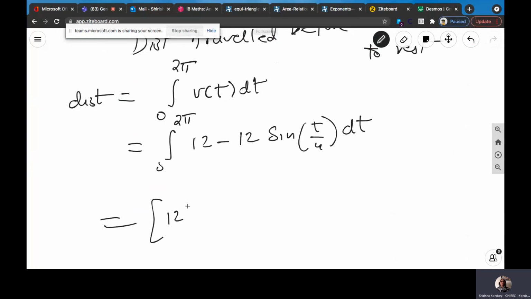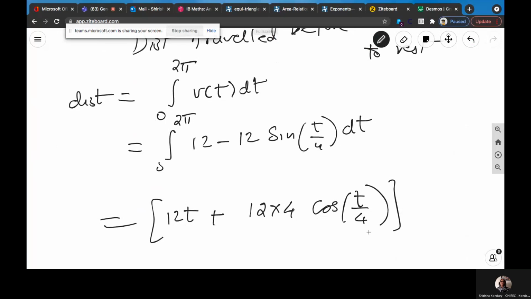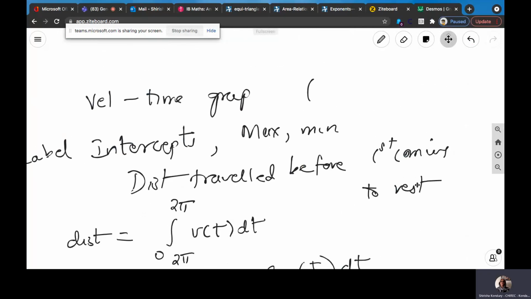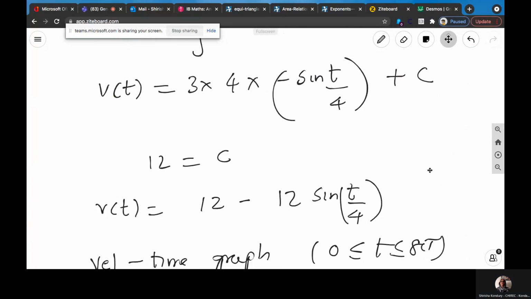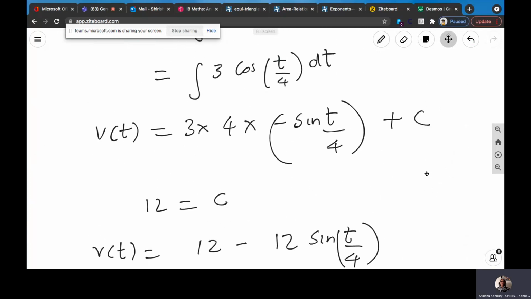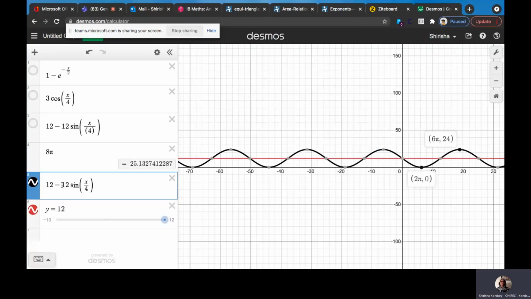And the integral is 12t minus 12 into 4. The integral of sine is minus cos, so plus cos t by 4 between 0 to 2 pi. Have I made any mistake before? Have I taken the integral of cos as sine? I'm sorry, here I made a mistake. I should have had a plus sign here. So this is also plus. So my graph itself changes.